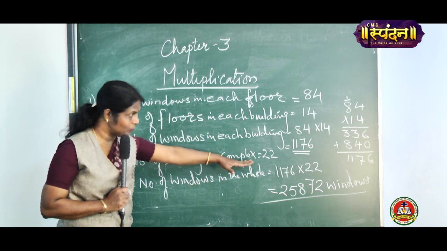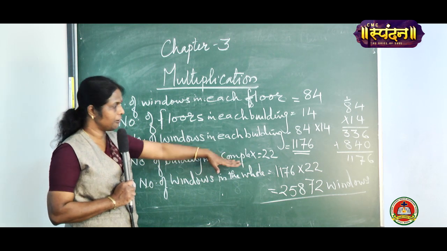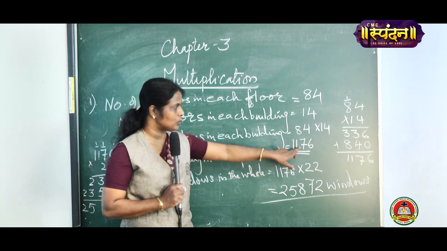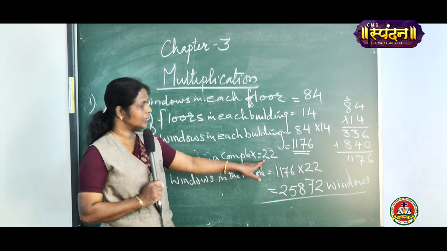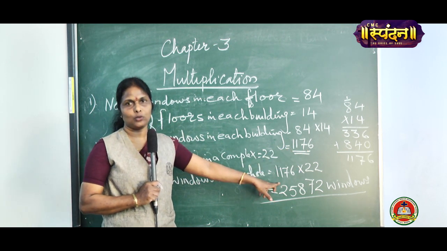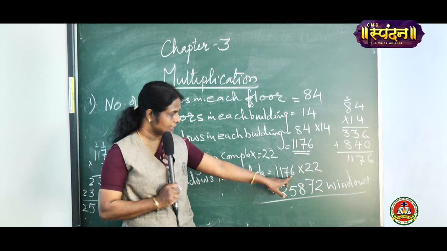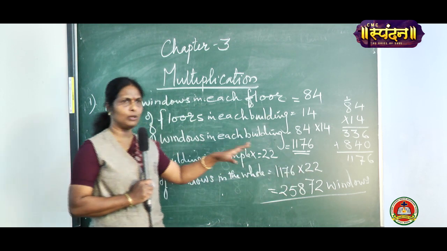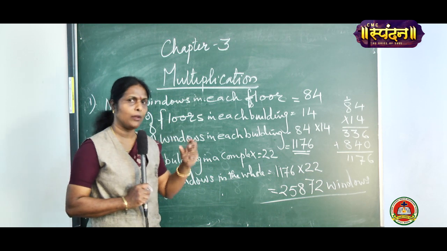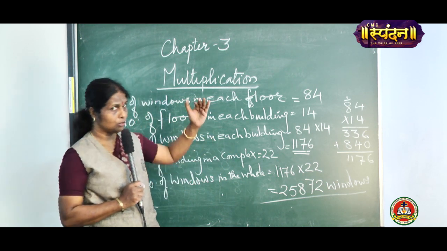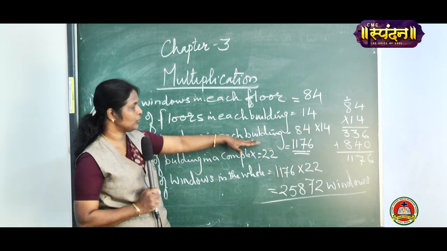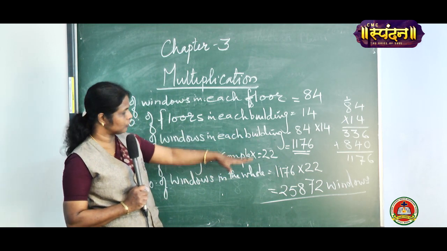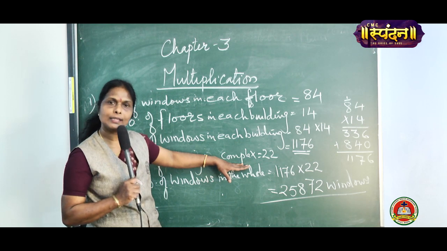Likewise, 22 buildings were there. So we found that if in one building 1176 windows were there, in 22 buildings how many windows will there be? So 1176 into 22. Here we are following a simple principle: whenever the value of one thing is given and you are told to find the value of many things, you have to multiply. Here the number of windows in one building was given, and you have to find the number of windows in 22 buildings.